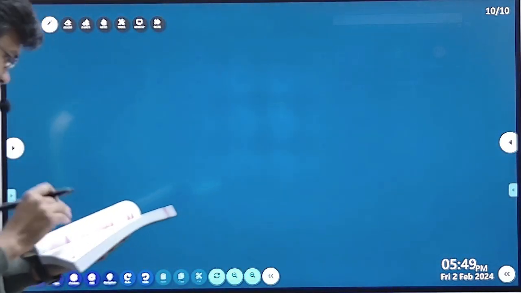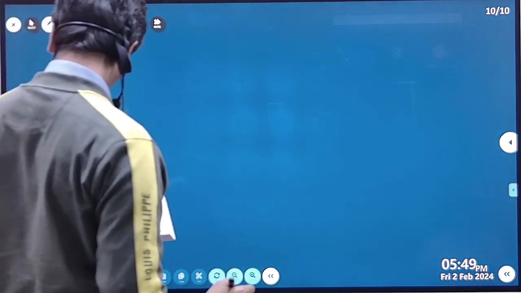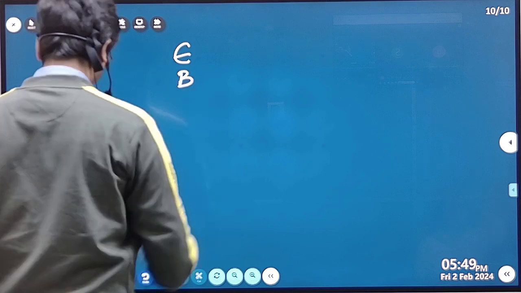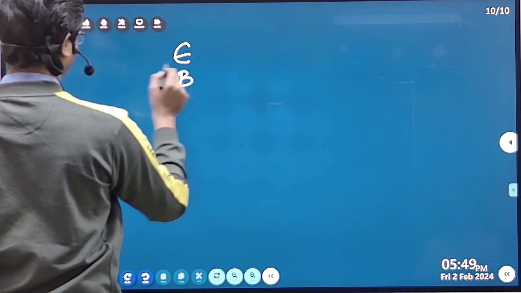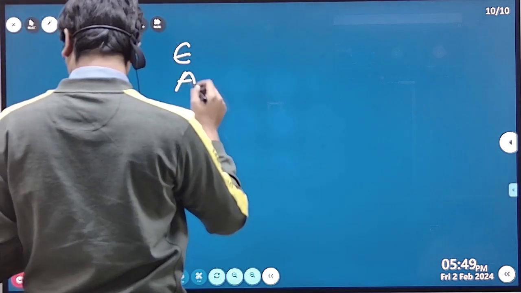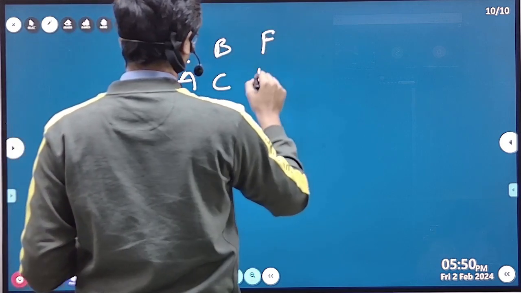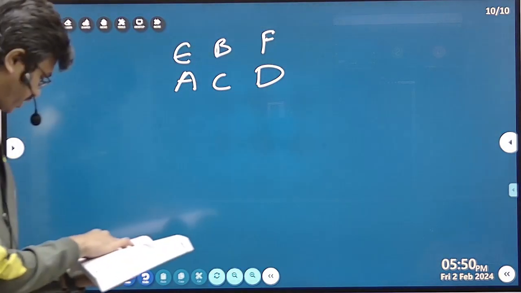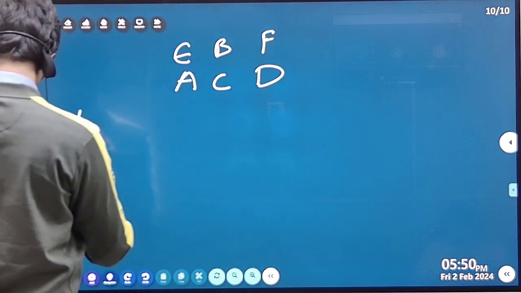Okay. So the next problem, he gives us a setup E, A, B, C, F and D. So we can calculate the distances. He also gives us a frequency, right? So let us write the frequency.